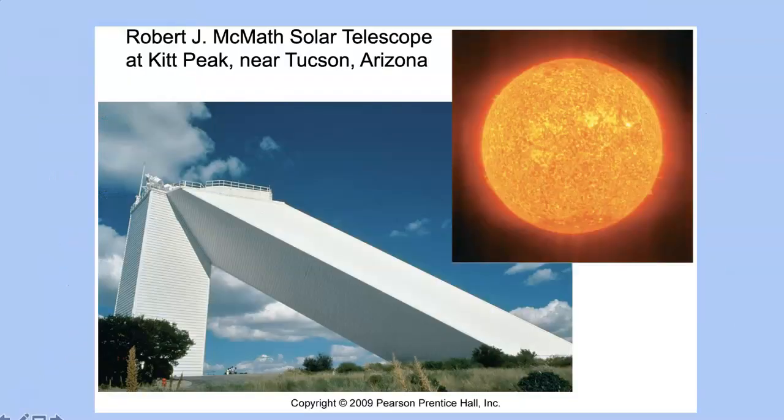So how do we study the Sun anyway? We can't use normal telescopes, but we use what's called solar telescopes. And here's an example. The sunlight comes in and is bounced off a series of mirrors so that an image, such as this over here, can be studied safely and in detail.